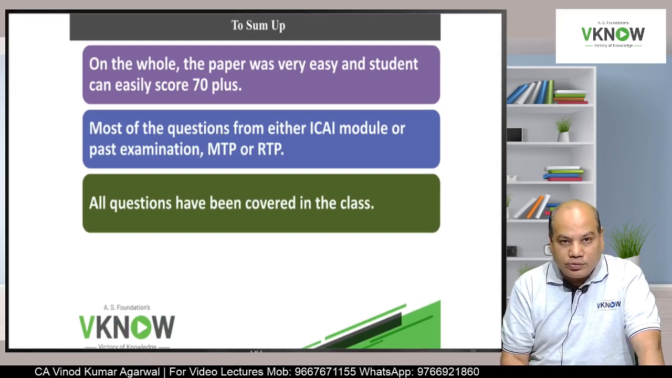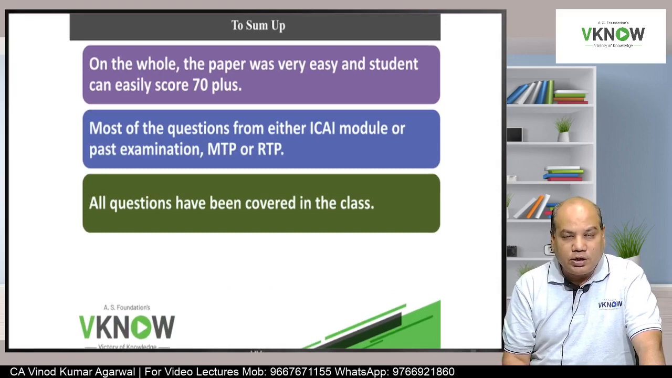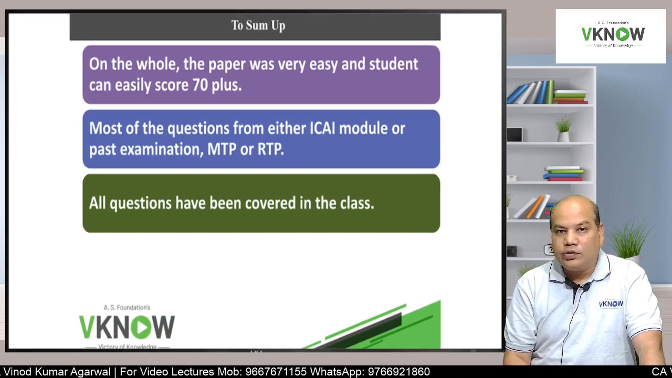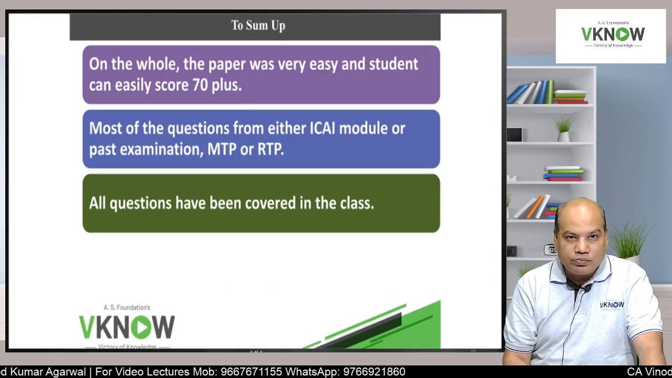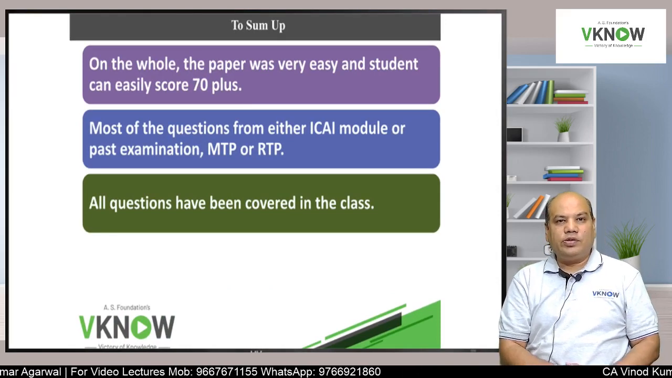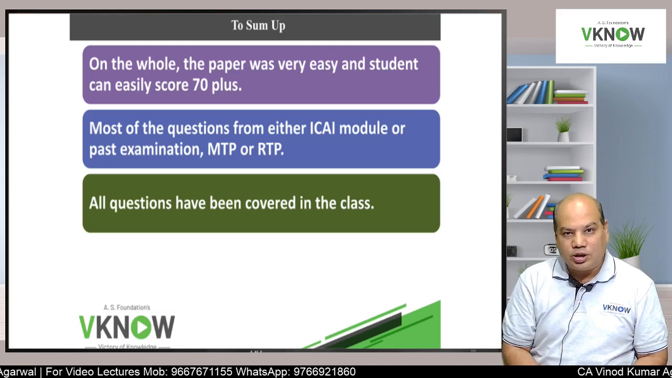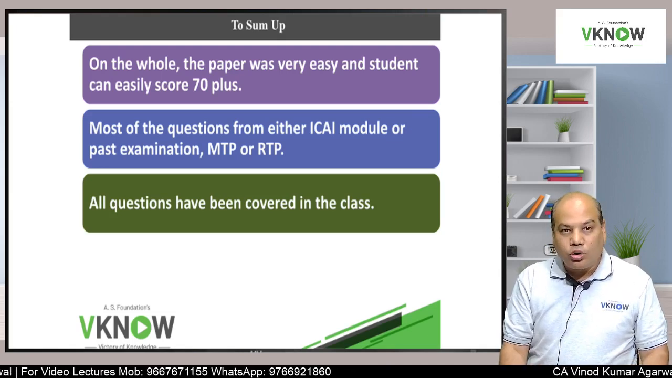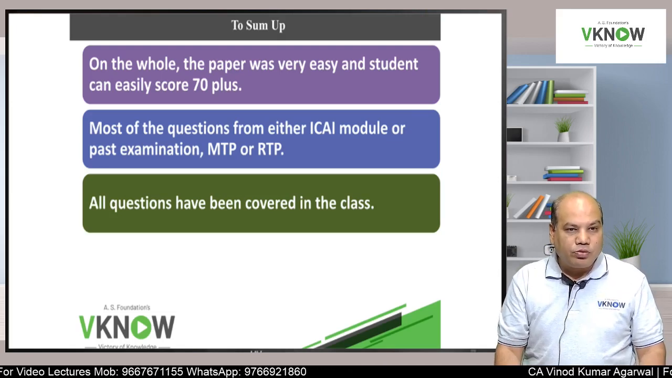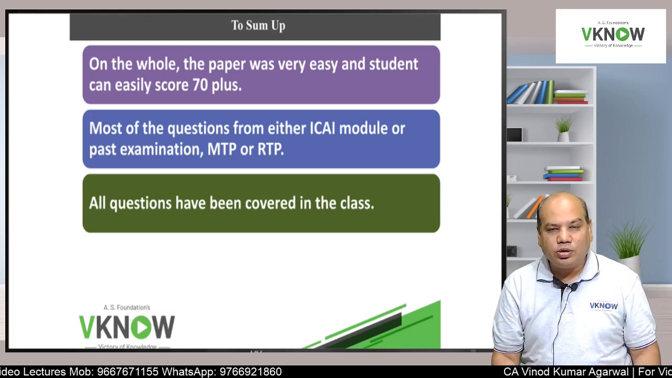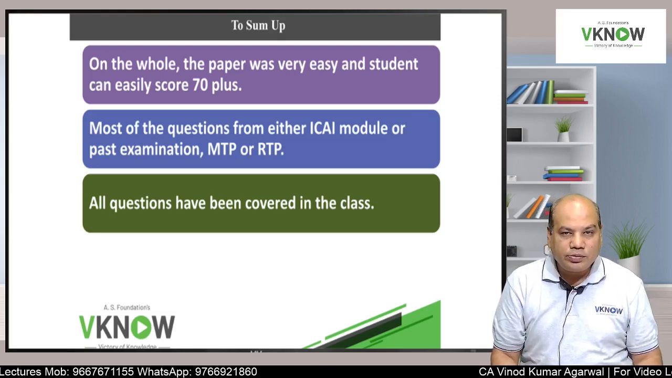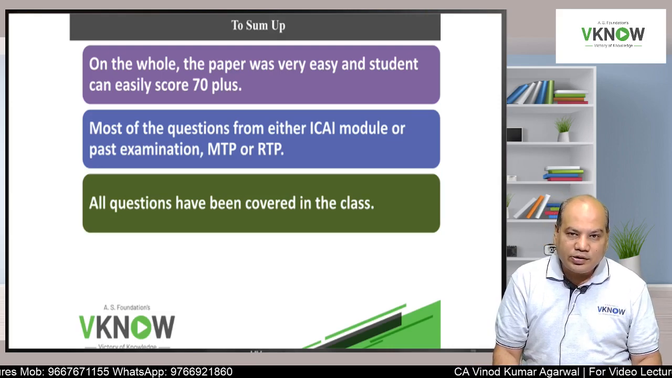So to summarize, this paper was relatively easy. A good student can easily score 70 plus marks. All questions were from ICAI module, RTP, MTP and exam. And we have covered all these questions. Trust me, whatever I mentioned you can check in the book. They have been covered in the class. Many questions are as it is.